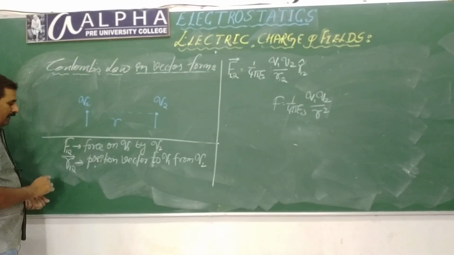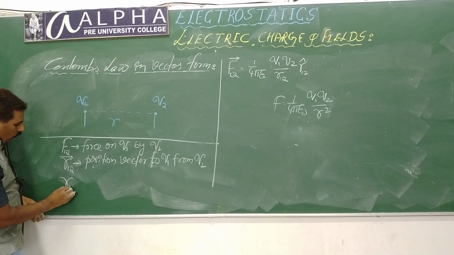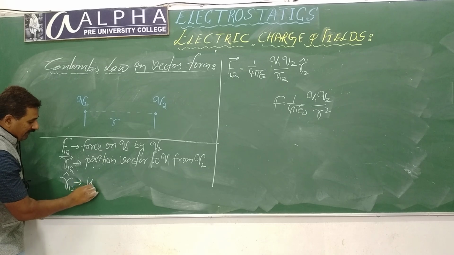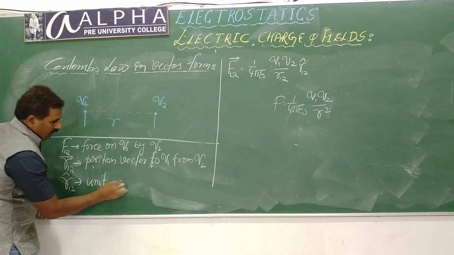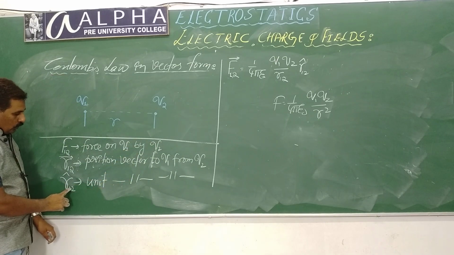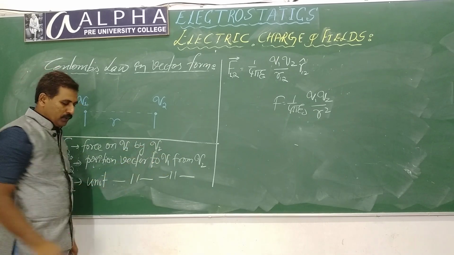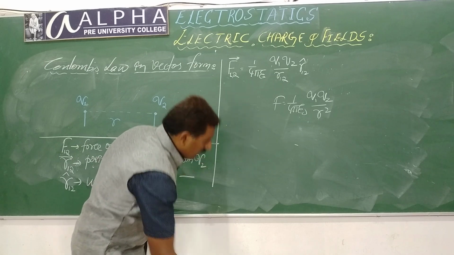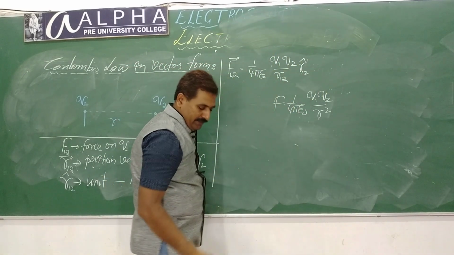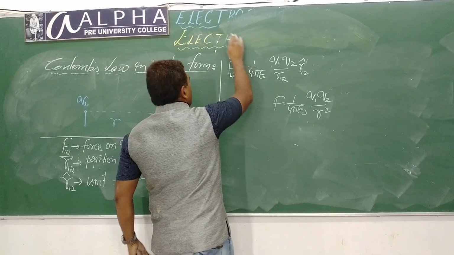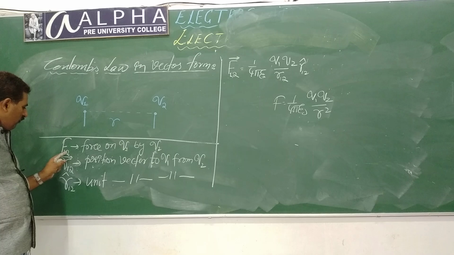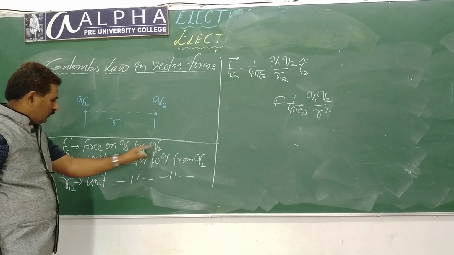That's it. And if I write R12 cap, how do you read it? Unit vector to Q1 from Q2. That's it. Very simple. Now we'll write one more here. That's another thing. What is that? Very simple. Once again you see, what is F12? Force on Q1 by Q2.